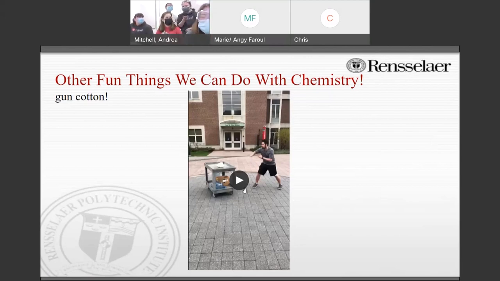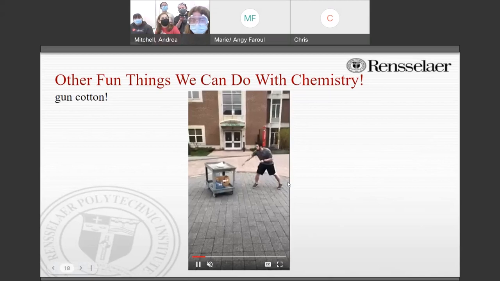True chemist. Okay. So we just had a couple of videos that we think are pretty cool. You can't really do them at your house because it requires some heavy chemicals. But they're pretty cool things you can do with chemistry. And this is right outside of our chemistry department. Yes, at RPI. So the first one is just gun cotton.